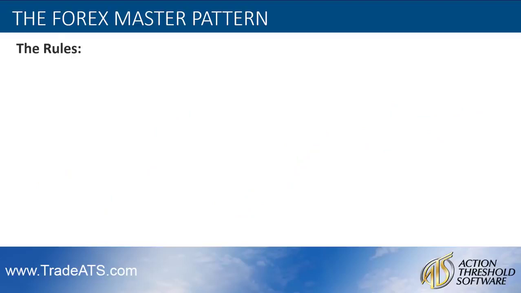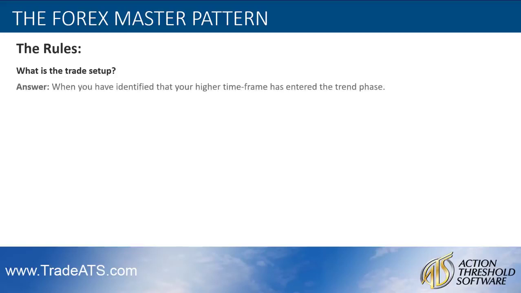Okay, so what are the actual hard rules to this strategy? What is the trade setup? When you have identified that your higher time frame has entered the trend phase, so if you're looking at that 4 hour chart like we were looking at, when it settles above or below your average price line, then that is the directional bias you need to form. That's your setup, is when you've accurately identified that price settling long or short.